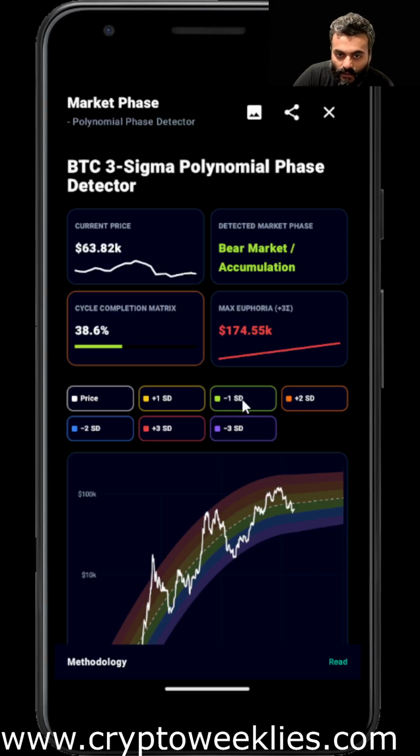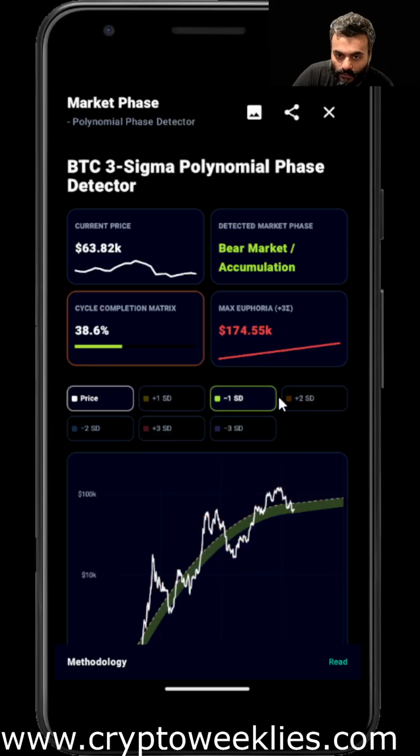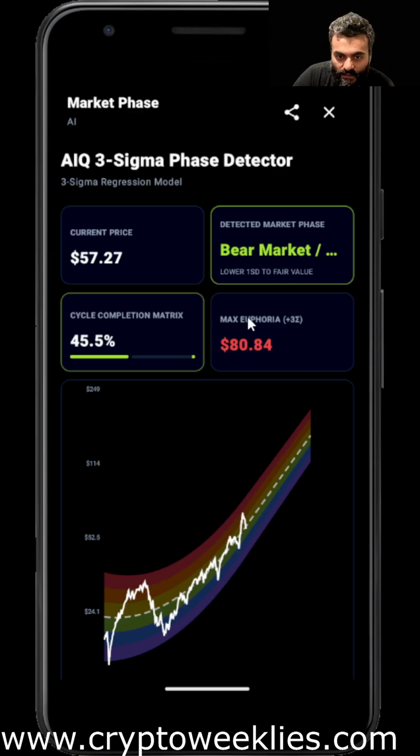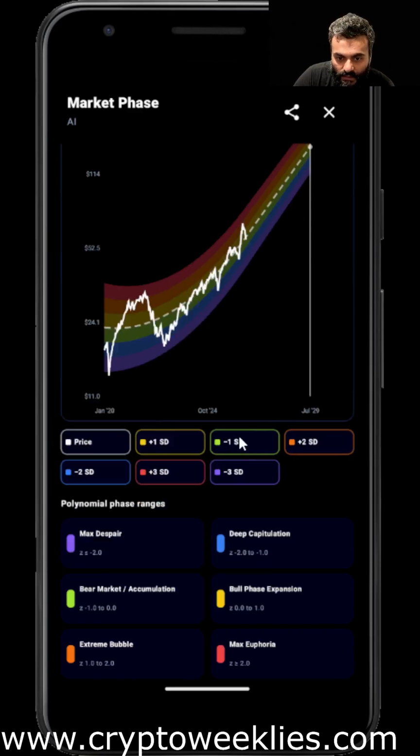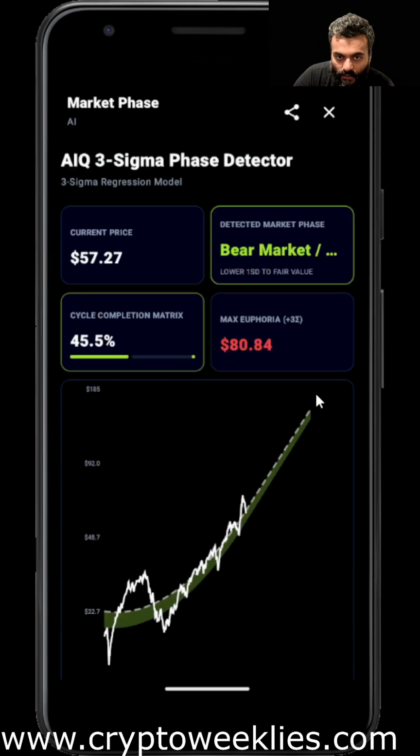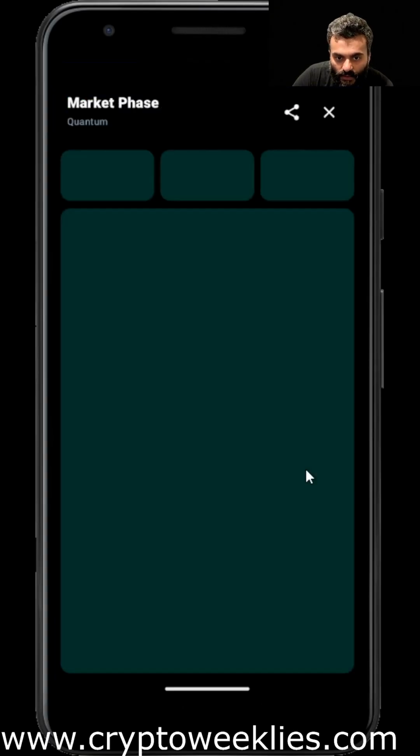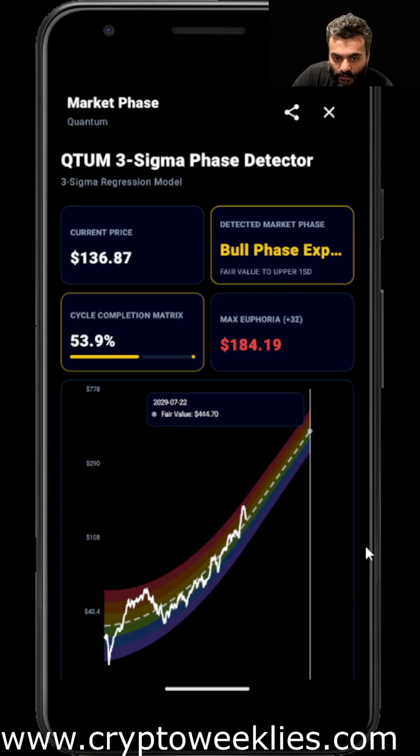Where is Bitcoin right now, which is the flagship crypto? It's in a negative one standard deviation or bear market accumulation phase. Similarly, you can do this for stocks as well, identifying again, this one I think is for AI. AI is right now in a shallow bear market territory using regression principles as well, accounting for diminishing volatility and some growth. Quantum computing is in the bullish phase.